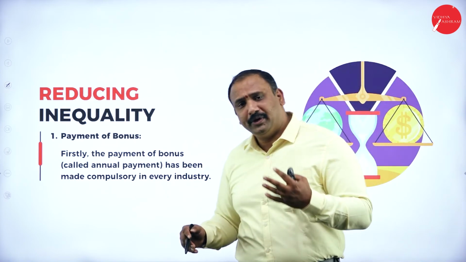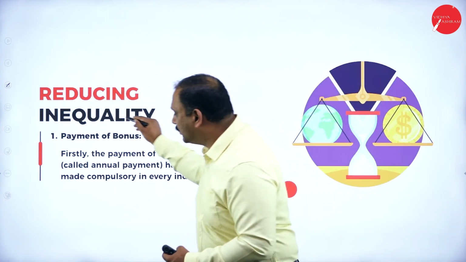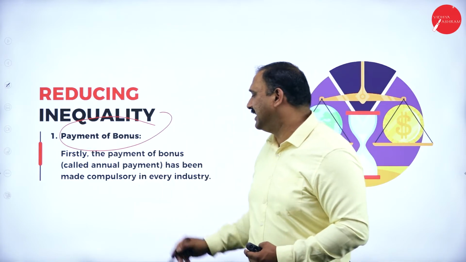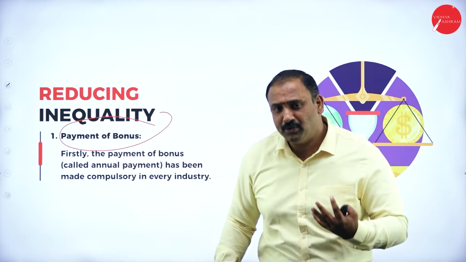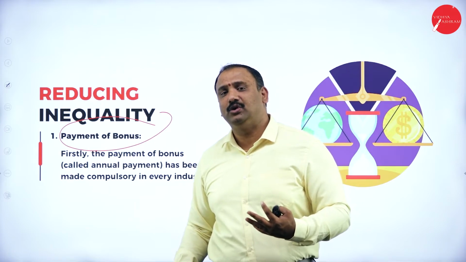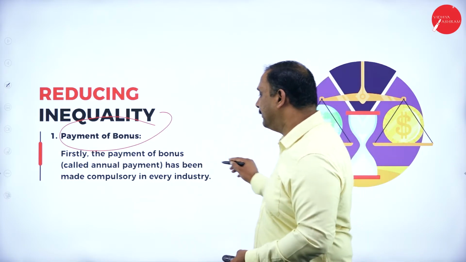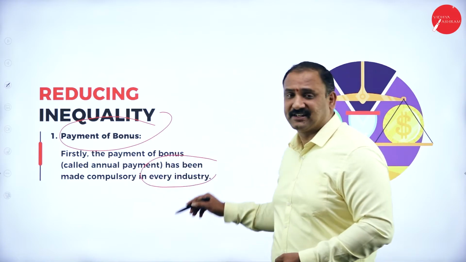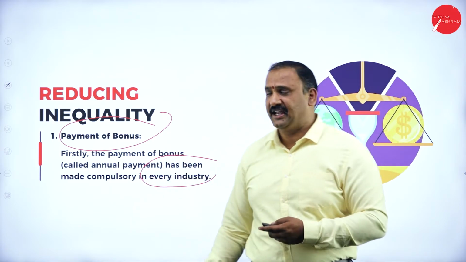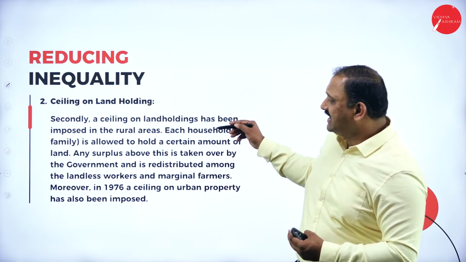Followed by, how are we going to reduce the inequality? We are going to give payment of bonus, which is very, very important. Why? Because the bonus, which comes as a cash factor altogether, will be of a very, very great help to the people. They will be able to see that, and it should be made compulsory in each and every industry. Followed by ceiling on land holding.